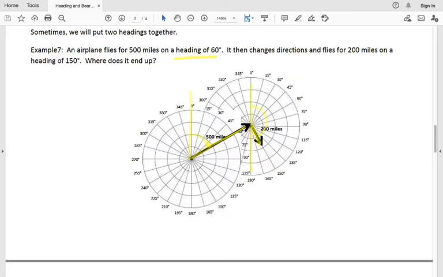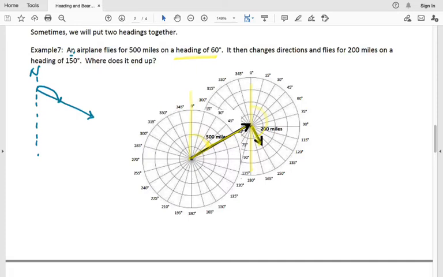So a lot of times, of course, we're not going to have these big circles drawn on your paper. You're going to have to think through that. So you're going to be drawing your north-south axis from the start. You're going to make sure, when you first read it, that you see you're going 500 miles on a heading of 60 degrees. So from the north axis, you go 60 degrees this way. So this would be your path.